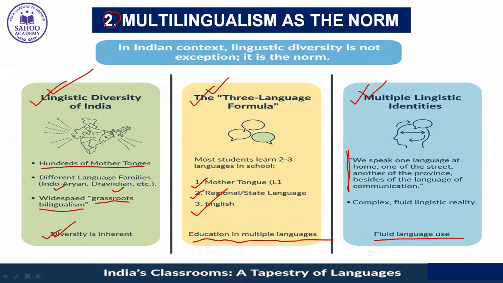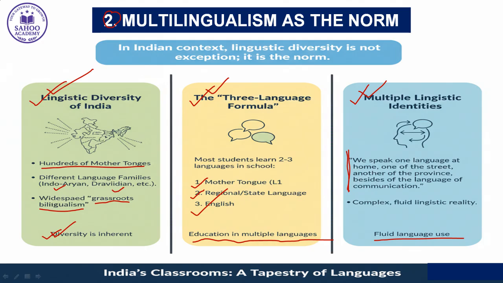This natural multilingualism is then formalized by our education system itself through the 3-language formula. Just think about it. Most of the students are officially expected to learn at least 3 languages in school. Their mother tongue, the regional or state language, and English. The system itself is built on the premise that a single language is not enough. It acknowledges that to thrive in India, one must be adept in multiple linguistic codes.